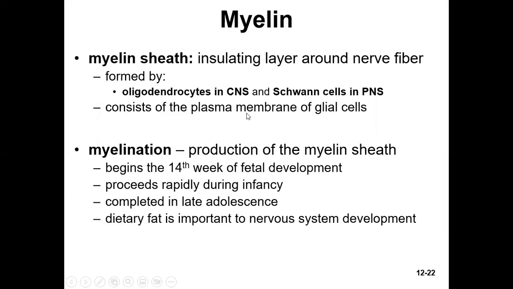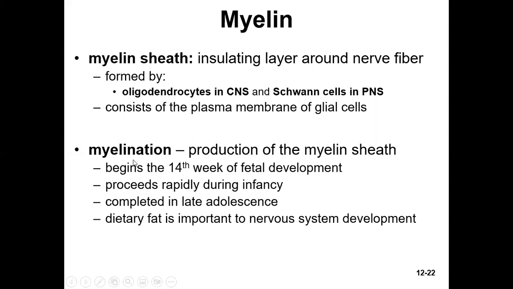So we've mentioned myelin multiple times. Let's talk about what it is. Myelin is the insulating layer around the nerve fiber. It is produced by the oligodendrocyte within the CNS and the Schwann cell in the PNS. It consists of the plasma membrane of glial cells.